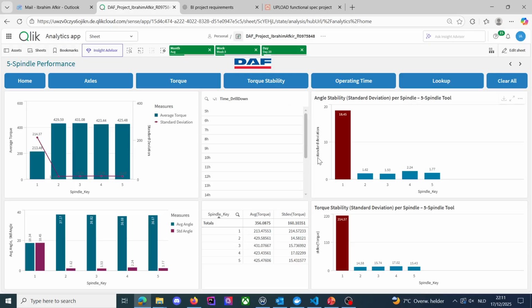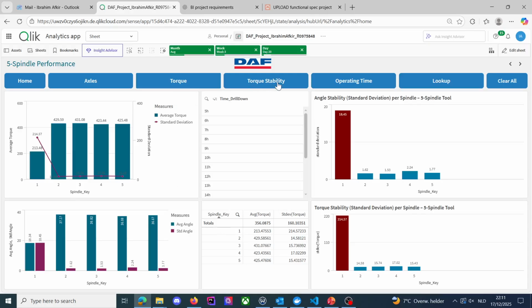Next one is going to be the 5 spindle performance. We have the standard deviation and the average for the torque and the angle. For example, spindle number 1 has a high standard deviation number for the angle and also for the torque as well, and you can see the average and standard deviation for the angle in this chart for all the 5 spindles.